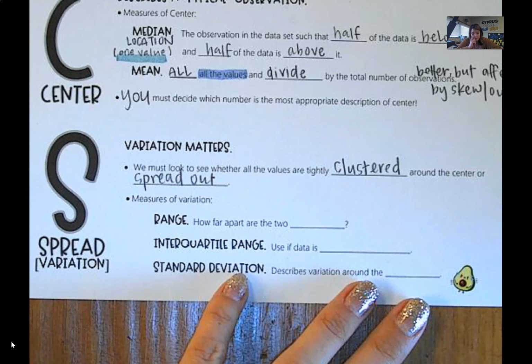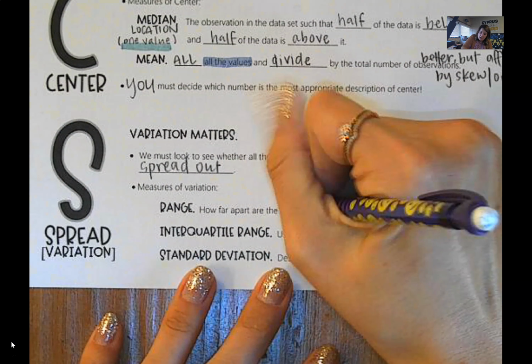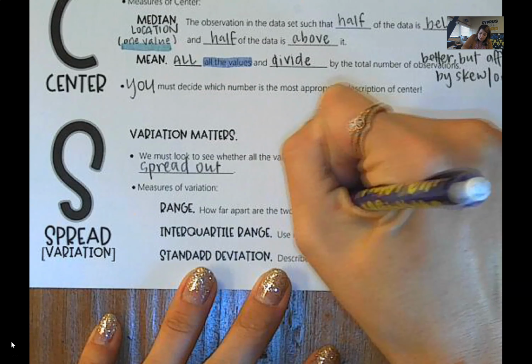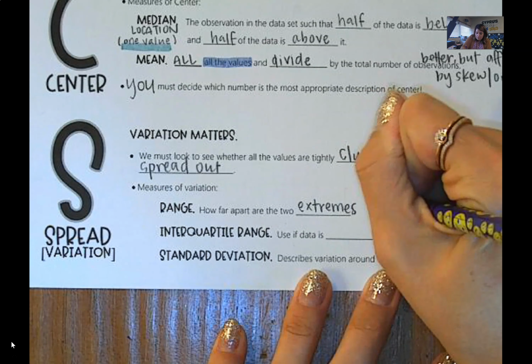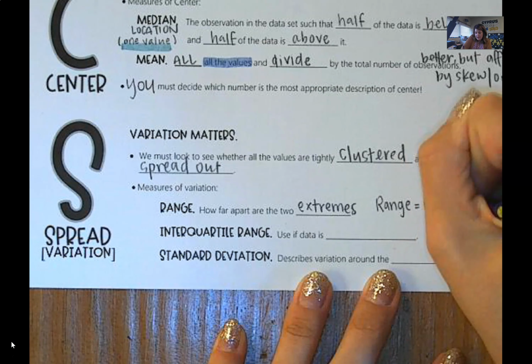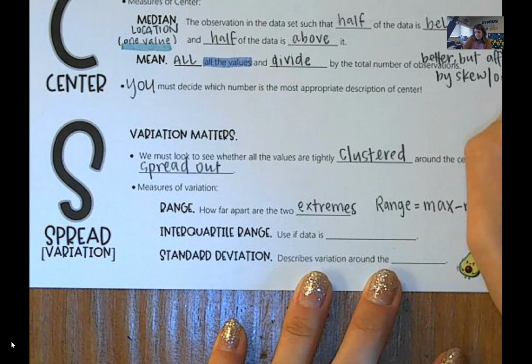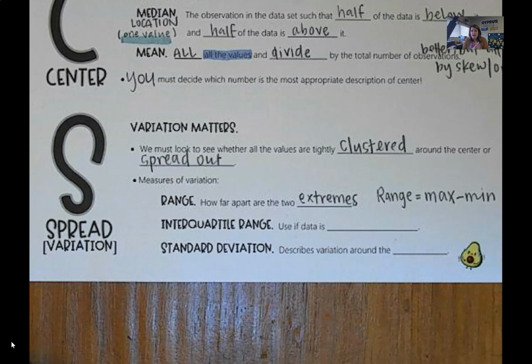There are 3 different ways that you can measure spread. So the most basic one is range. How far apart are the 2 extremes? So the formula for this is range equals the max subtract the min. And that does give us helpful information. It tells us how small do my values get and how large do they get.